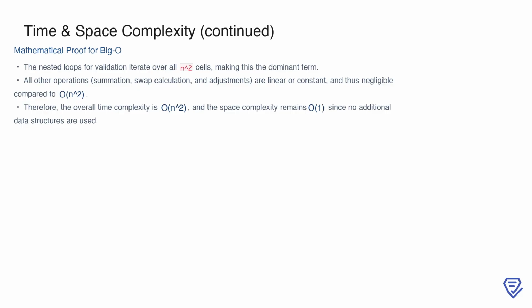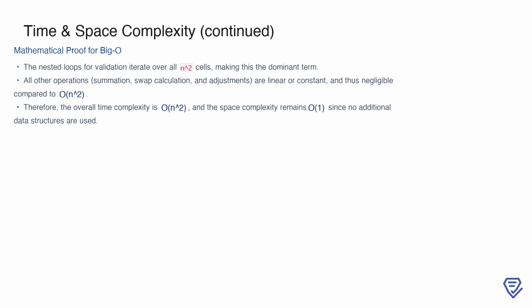The nested loops for validation traverse every cell in the n×n board, making this step n². All other operations, such as summations, swap calculations, and adjustments, are either linear in n or constant. Since these terms are negligible compared to n², they do not affect the overall complexity. Therefore, the time complexity of the solution is n².